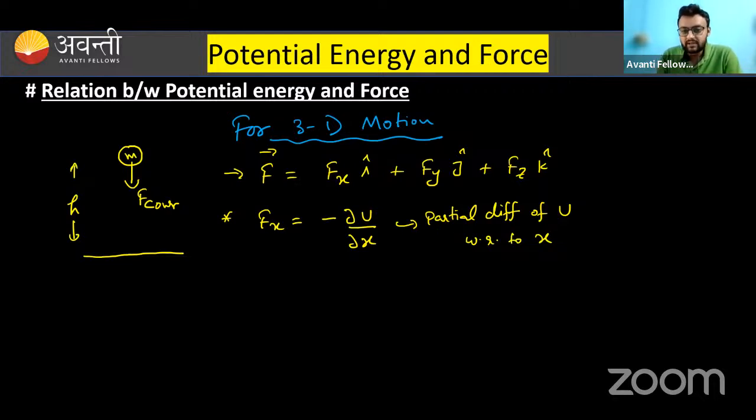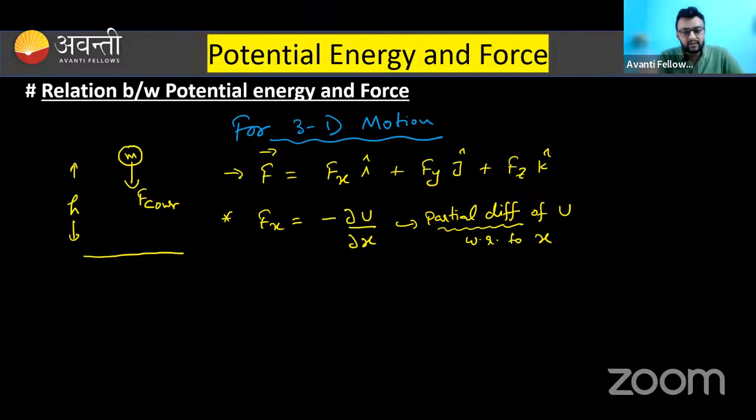Partial differentiation means when you are differentiating u with respect to x, that means only x is variable, nothing else is going to vary. For example, there are three dimensions, x, y, and z. When you partially differentiate something with respect to x, that means y and z are constant in that case. You will treat y and z as constants. This is the simple meaning of partial differentiation.